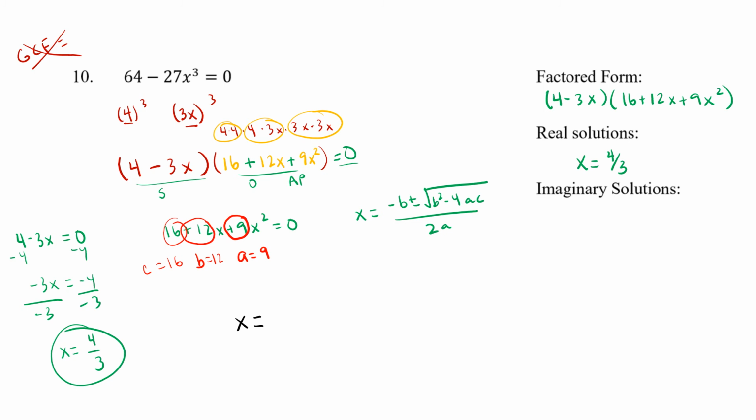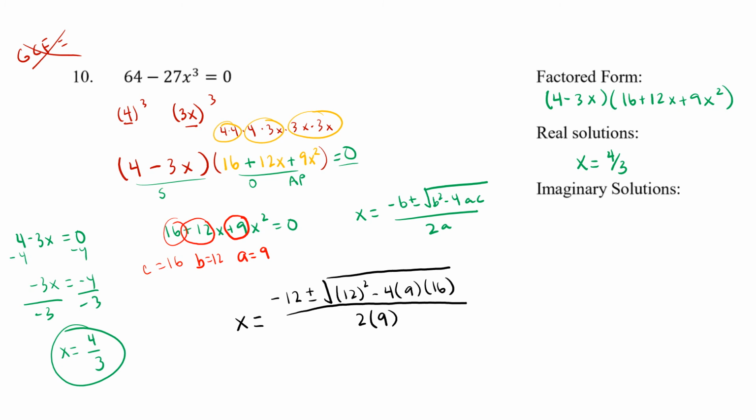X equals negative b, that's negative 12, plus or minus the square root of b squared, 12 squared, minus 4ac, 4 times a is 9, times c is 16, all of that over 2 times a, where a again is 9. And this has some, I guess, bigger numbers for you to deal with, so you might want to take out a calculator so you don't make any small mistakes here.